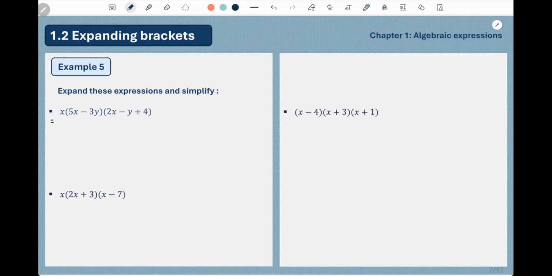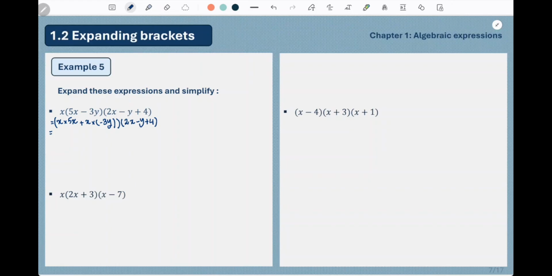With this trick, you can multiply even 4 expressions, 5 expressions, it doesn't matter. You just have to be careful with the signs as you go through the steps. But enough talking, I'll just get on and do this question. So x times 5x, again between brackets, plus x times minus 3y. So basically what I did, I just expanded these two. And then it equals 2x minus y plus 4.